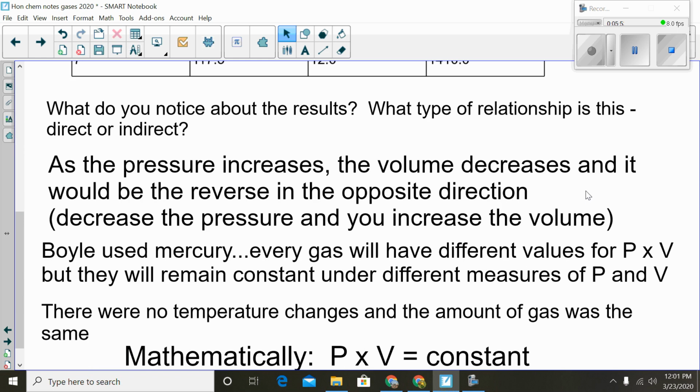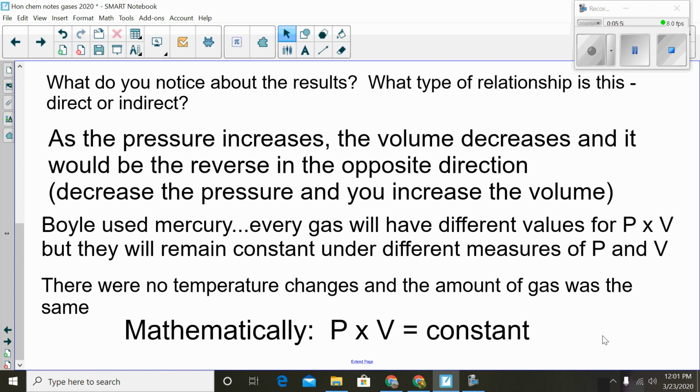Okay, so again, just to explain this one last time, as the pressure increases, right? So he would add more and more mercury into that tube, that increases the pressure. The volume of that little space decreased, okay? Or you could reverse it, right? If you decrease the pressure, if you remove some of that mercury, the volume would go back up, okay? Now he used mercury, but you could use other things. Mercury was used at that time because it really shows a rise and a fall pretty well.